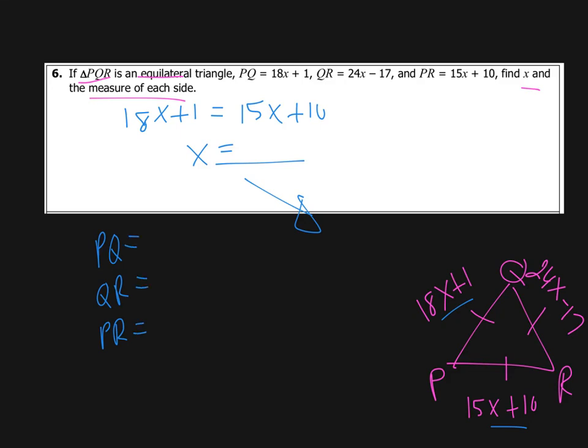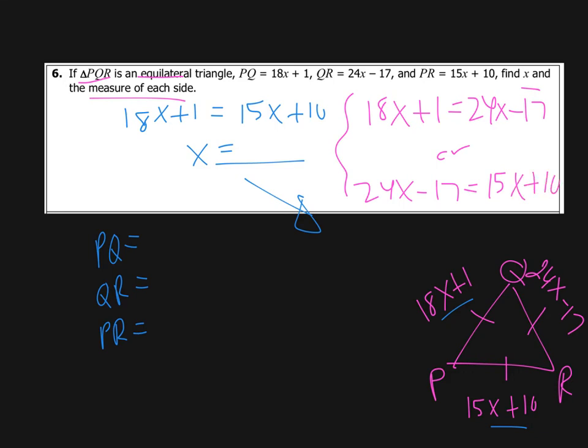Now of course, if you'd like, you could set up an alternative version. 18x plus 1 is certainly equal to 24x minus 17, or 24x minus 17 is equal to 15x plus 10. The world is your oyster on this problem. Why? Because all three sides are alike. So whatever two you want to use, use. But all you got to do is just do it one time. As soon as you get the value of x, you're all set.